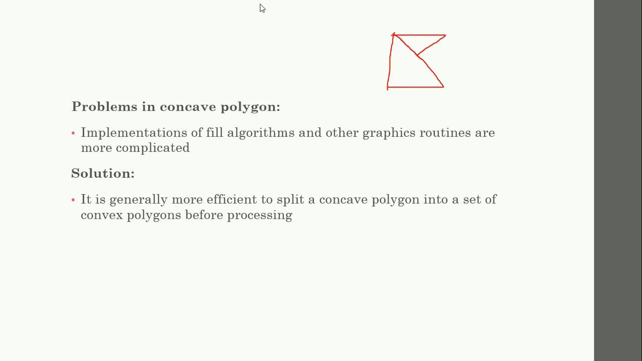So it was actually a concave polygon. Now you have split the polygon and you get two triangles. These two triangles are normal simple polygons, so these polygons can be easily drawn. In this way we are going to split any concave polygon into convex polygons before processing. Okay, so this is one of the solutions in computer graphics.